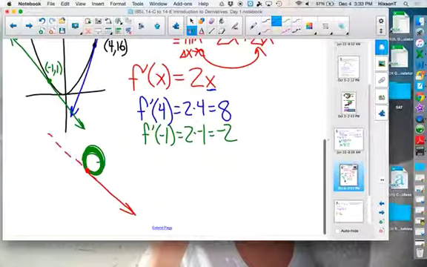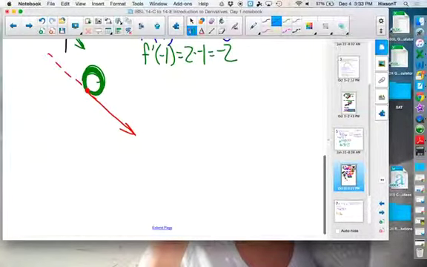So derivative is the slope. Yep. And by the way, what's an integral? Area of the curve. Yeah, we'll get to that later.